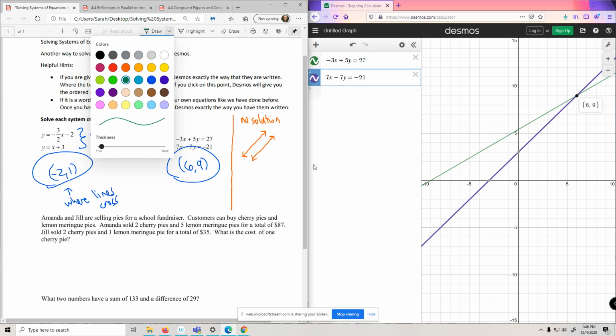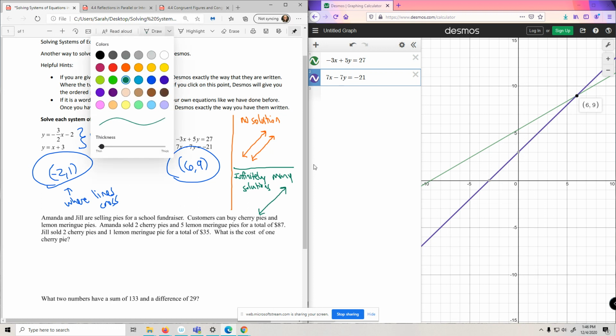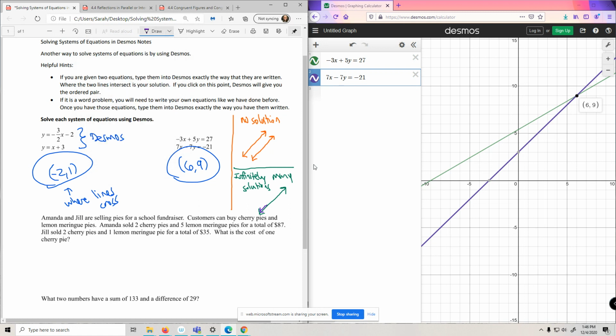We can also have infinitely many solutions, which means that when you graph them, the two lines are going to overlap. They're going to look like the same line. It's kind of hard to draw here perfectly, but your two lines would be overlapping each other. It would only look like one line in Desmos. It would be infinitely many solutions. Most of the time, though, you get an ordered pair.